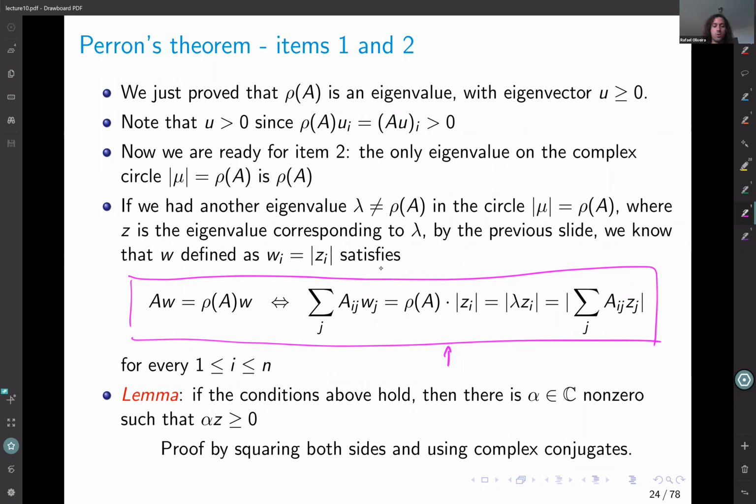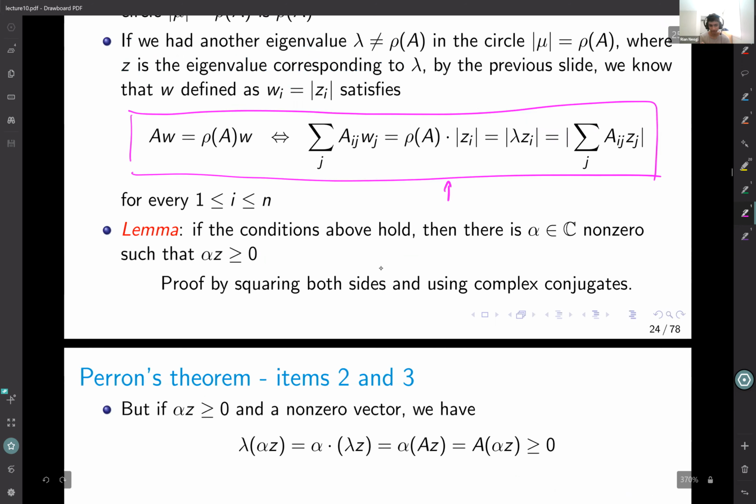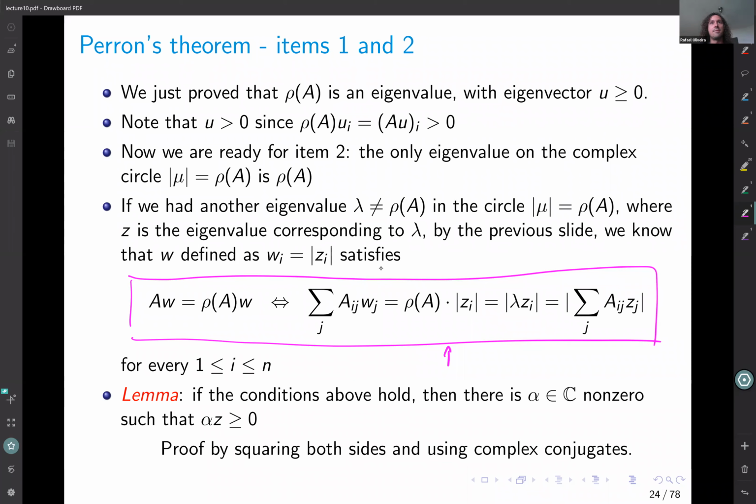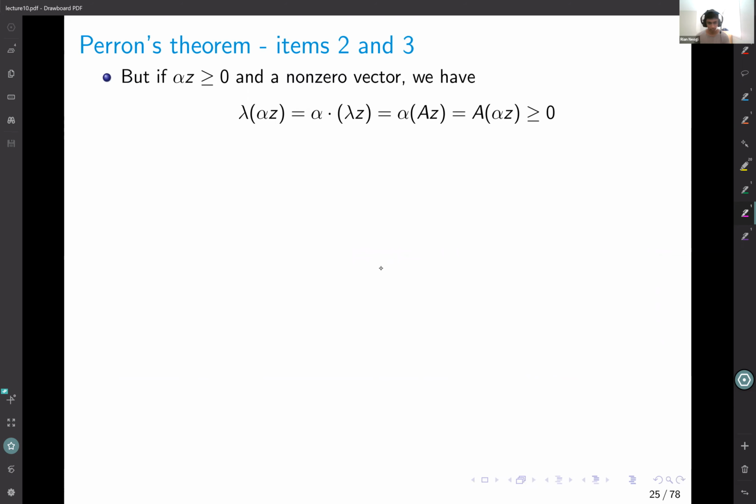All right, so now we know that there's this complex alpha such that alpha times z is greater or equal to 0. And alpha times z is also a non-zero vector, because my eigenvector is not the trivial one. It cannot be trivial because lambda is not 0. In the last slide, you meant that every zi has the same phase? Right, every zi has the same phase, exactly. So alpha times z is greater or equal to 0 and is a non-zero vector, because it corresponds to a non-zero eigenvalue, so it cannot be the 0 vector.